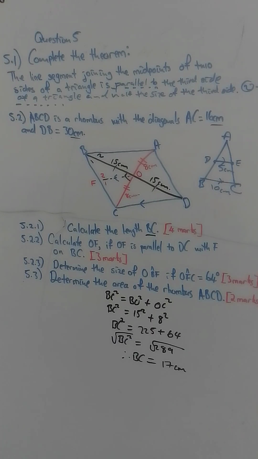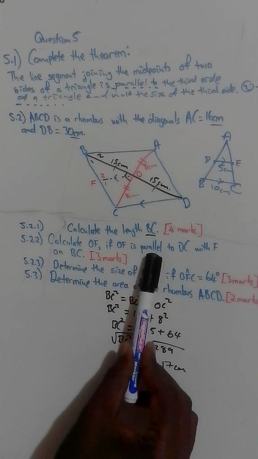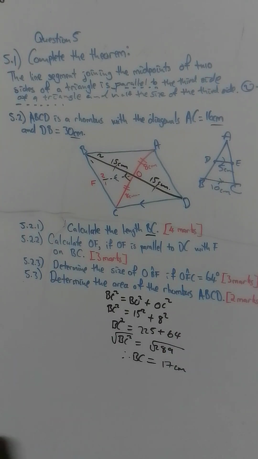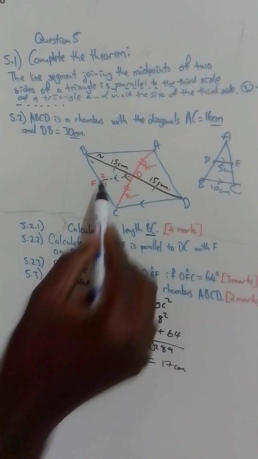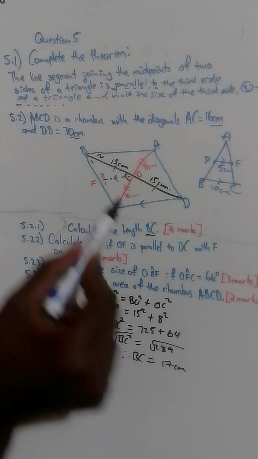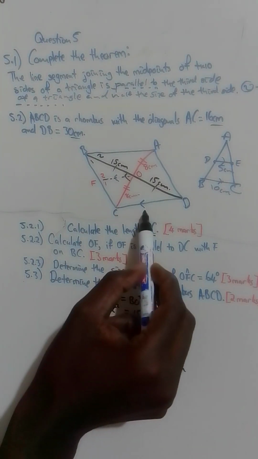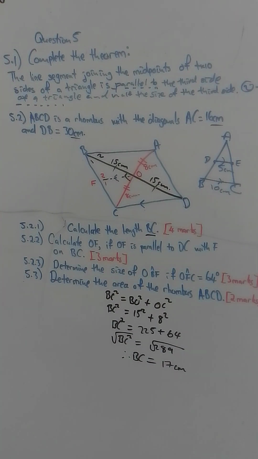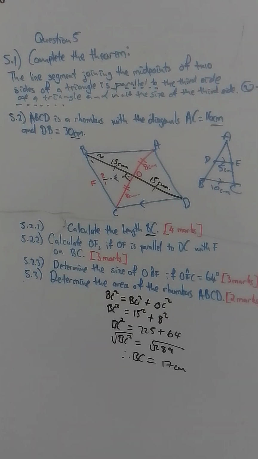Now that we found that, we go to the next question. The next question says calculate line OF if OF is parallel to DC with F on BC. Now, where is line OF? We must calculate the length of line OF, and we have been told that OF is parallel to line DC. You can see there is a marking that this line is parallel to that line. And point F is found on BC, right?